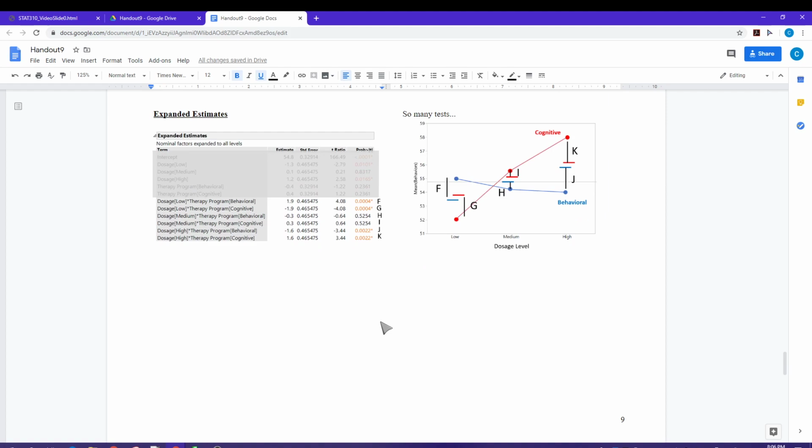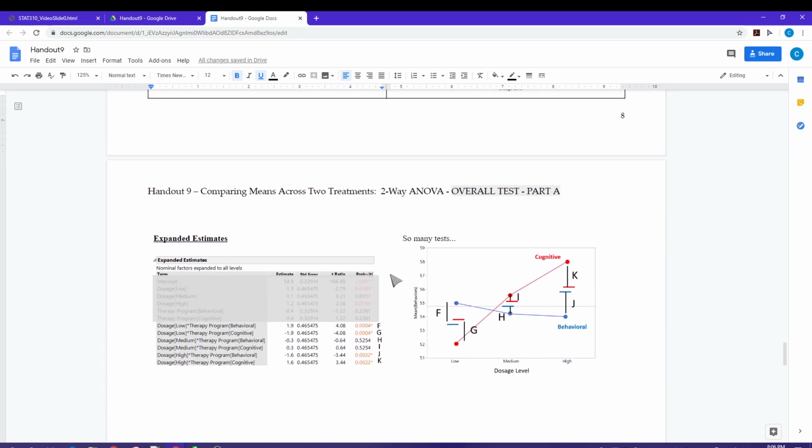The expanded estimates are here. Okay, we got so many tests going on here. We can look at all of these. The tests are referred to over here on the visual, on the graphic. I think for the sake of time here, I'm just going to skip over those.